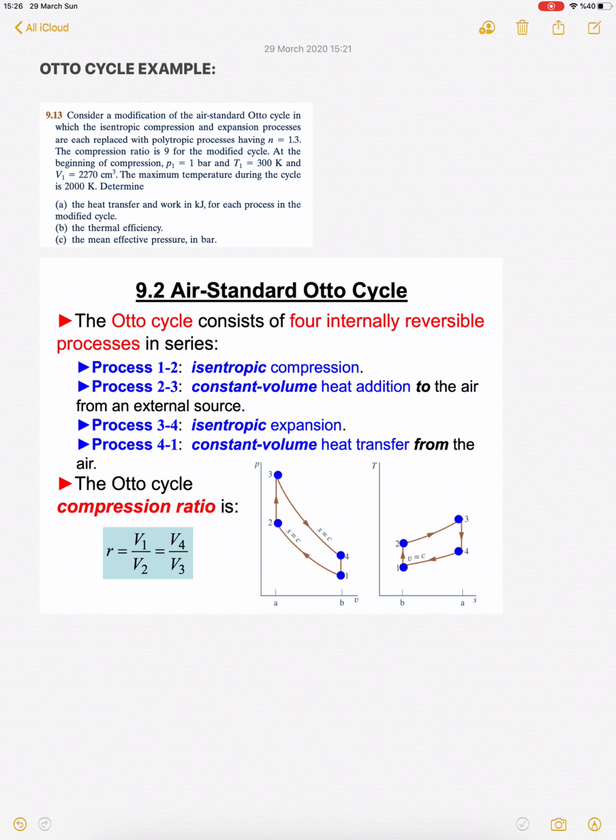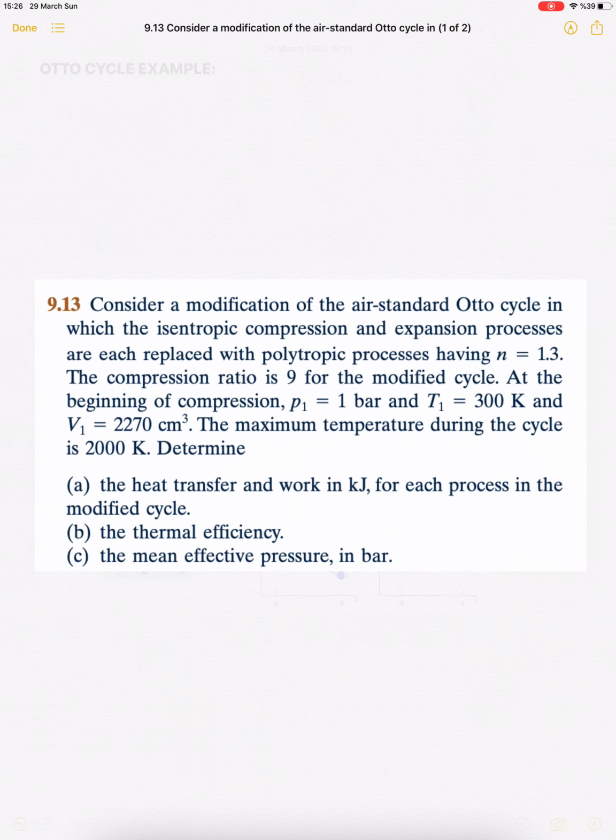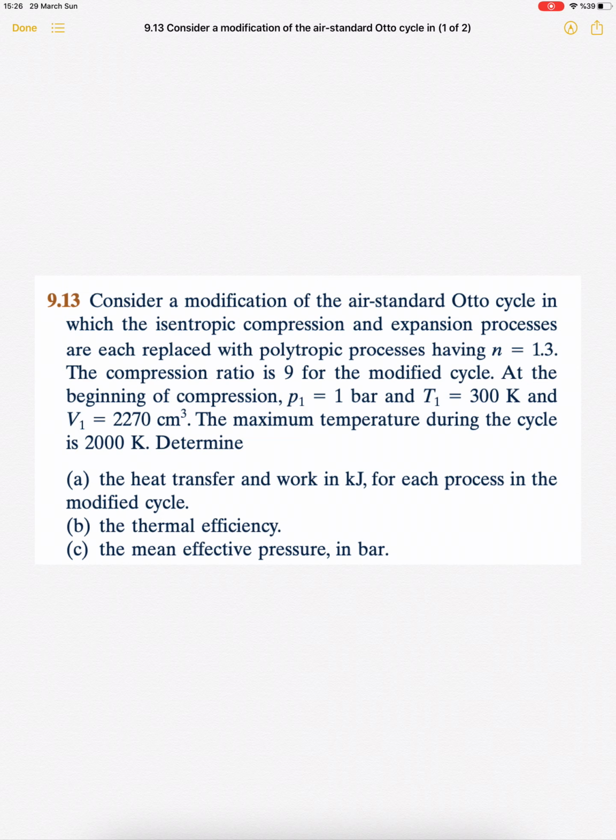So today I will solve this example. Consider a modification of the air standard Otto cycle in which the isentropic compression and expansion processes are each replaced with polytropic processes having n equal to 1.3. The compression ratio is 9 for the modified cycle. At the beginning of compression, initial pressure is 1 bar and temperature is 300 Kelvin. Volume is 2.3 meter cube. Approximately the maximum temperature during the cycle is 2000 Kelvin.